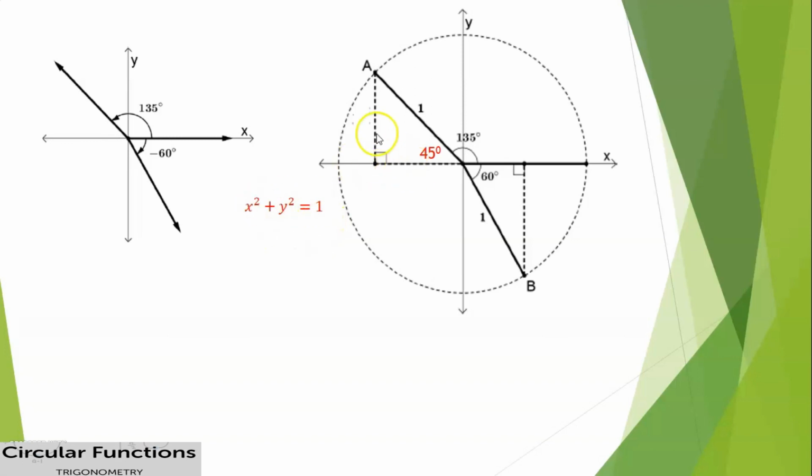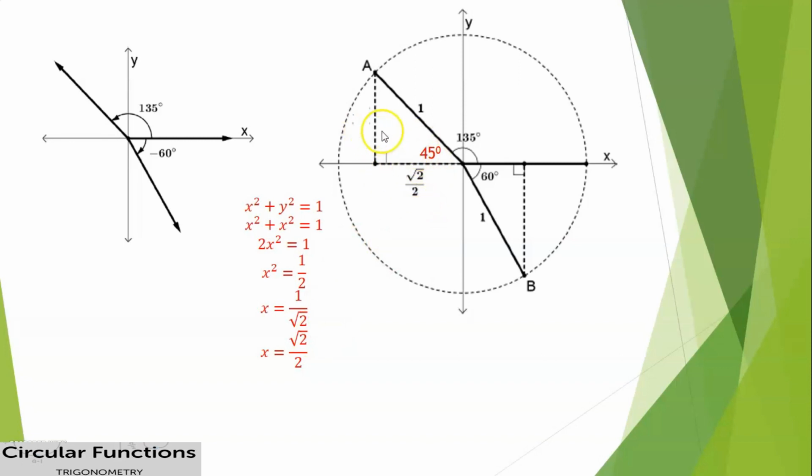So since our x and y are equal, we can have x squared plus x squared equals 1, or that's 2x squared equals 1. Divide both sides by 2. So we will get this and get the square root of both sides. So 1 over square root of 2. Rationalize this. So therefore, the value for our x is square root of 2 over 2.